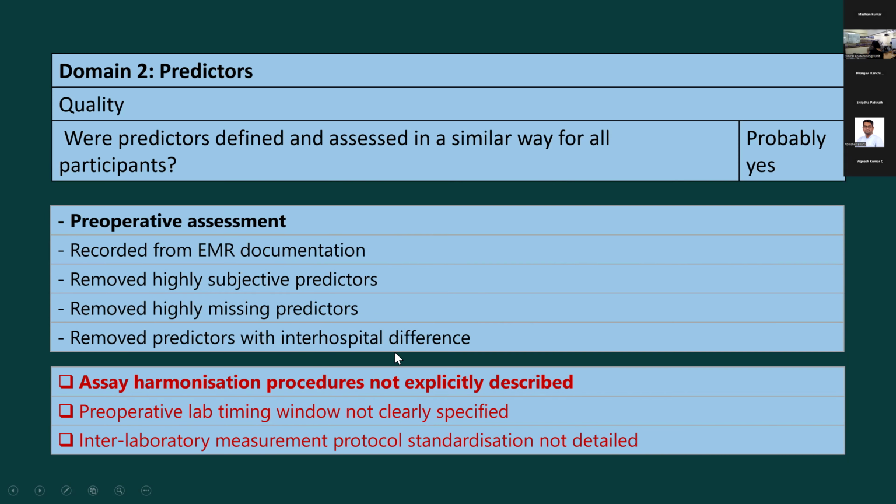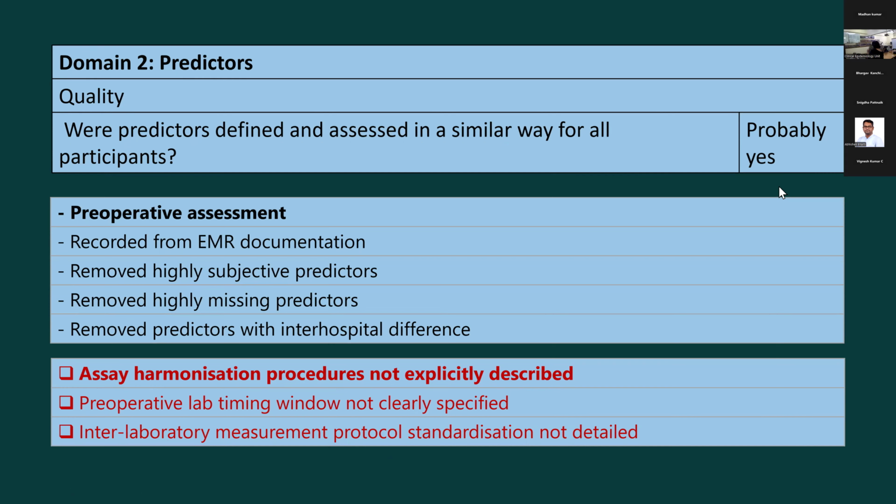The detailed breakup of all the predictors that were removed was not given. So we don't know if something was removed which could actually have a bearing on the outcome. And the assay harmonization procedure was not explicitly described. The timing window, as in between what points they accept for the test to be included, is also not specified. And the interlaboratory measurement standardization protocol is also not detailed. So I've given probably yes.